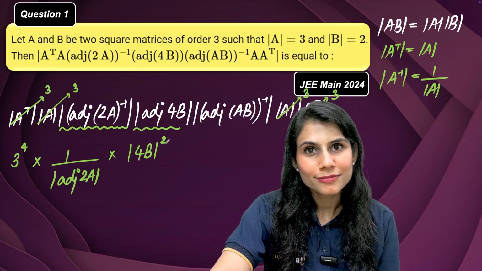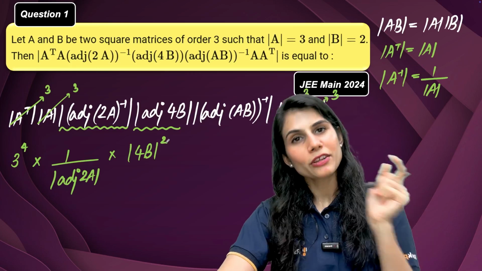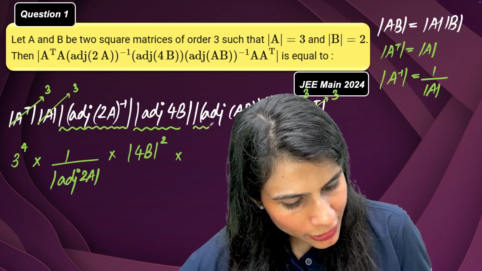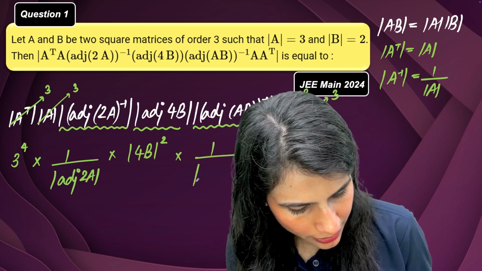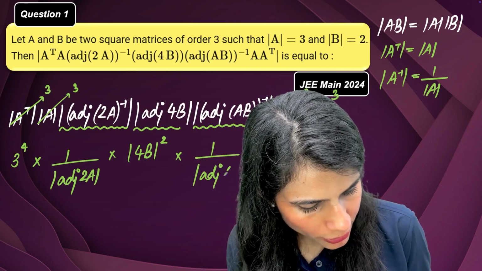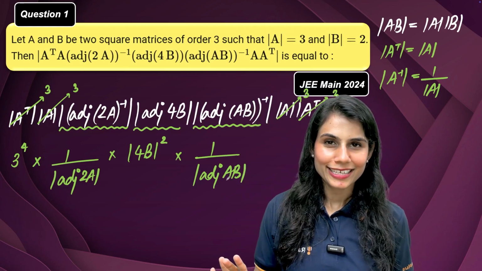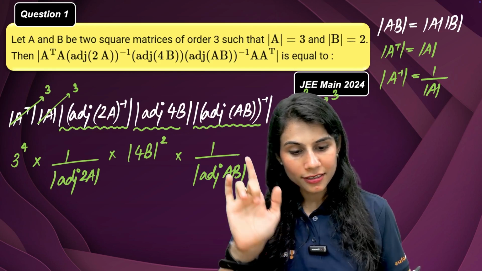Yes or no? Because B is also a matrix of order 3, A is also a matrix of order 3. Okay, next is determinant of adjoint of AB inverse. Again, this will be 1 upon determinant of adjoint of AB. That's it. Yes or no? Is this clear? Is the story clear till here?